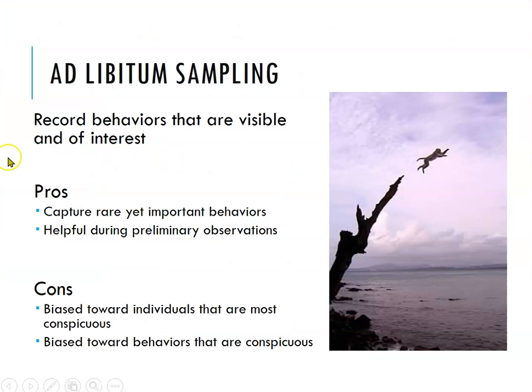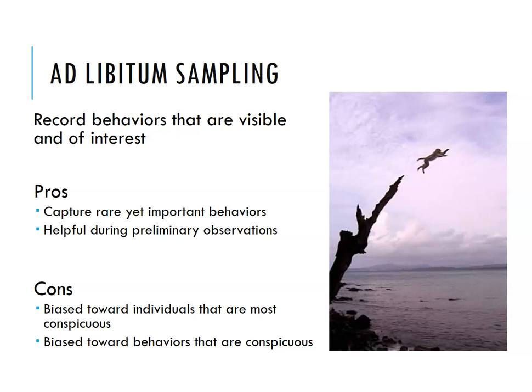For ad libitum, or ad lib, it basically just means recording behaviors that are visible and are of interest. So watching your population and recording things that happen, writing them down. There are some pros and cons to ad lib sampling. The pro is that you capture really rare but important behaviors, because you're just watching and writing down important or interesting behaviors that happen. This is especially helpful during your preliminary observations.